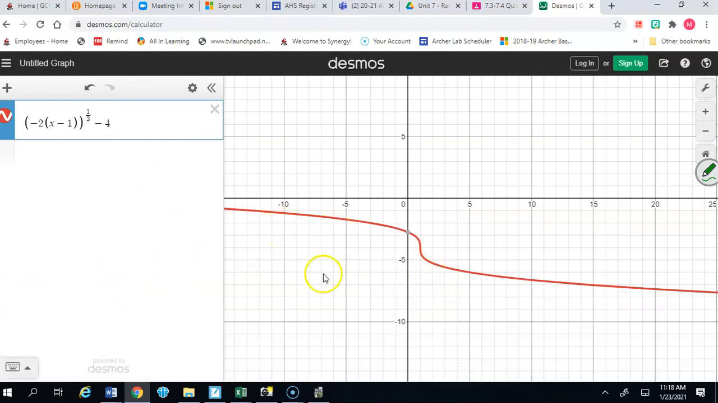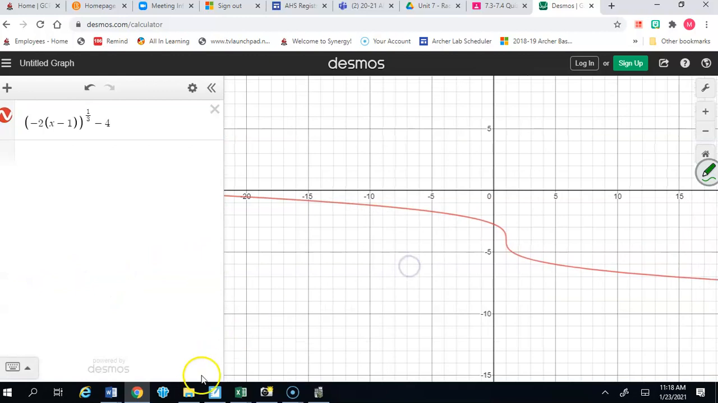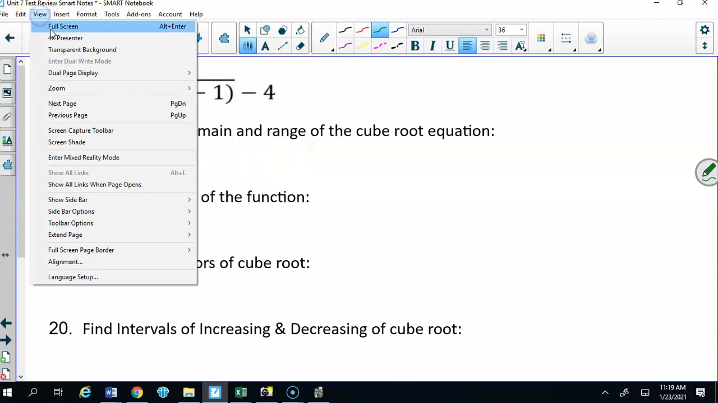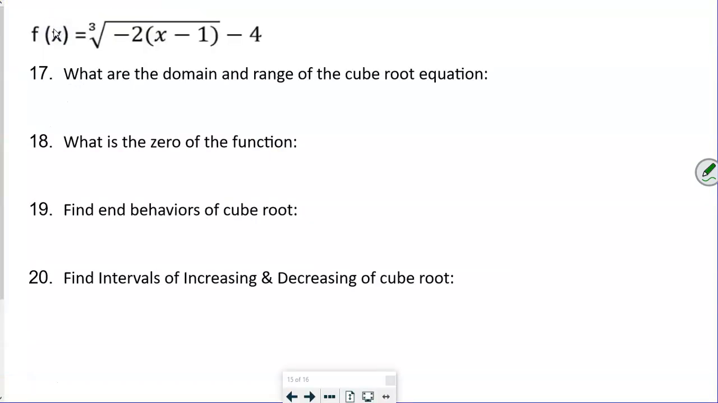So notice here again, we want to talk about this graph, okay? So when we're talking about cube root functions, when we're talking about the domain and range, hopefully you remember that the domain and the range are all real numbers, right? So domain here is going to be all real numbers, and the range is going to be all real numbers. So it asks about the zero of the function. So here again, we're going to set this equal to 0 when we're trying to find the zero of the function. So I'm going to do it out here.